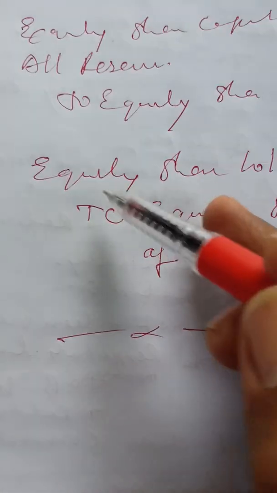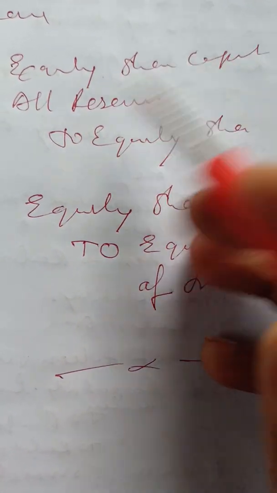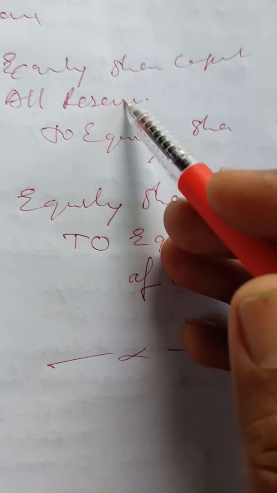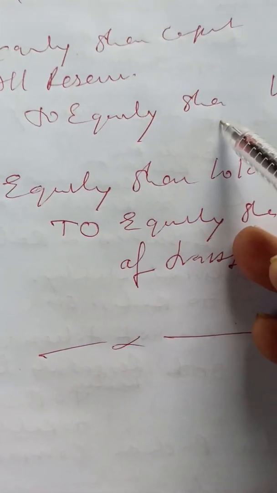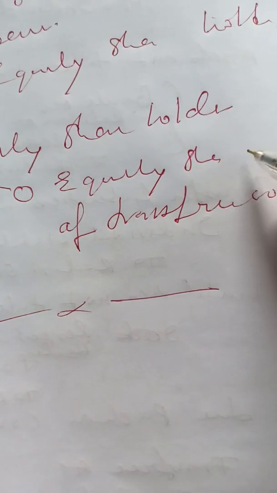Next we turn to the equity shareholders. In the same way, we have two entries, one for the due and one for the payment. For the due, equity share capital is cancelled. That means the equity share capital of the transferor company is cancelled, and we take all reserves to the equity shareholder. Then make the payment: equity shareholder account debit to equity shares of the transferee company.